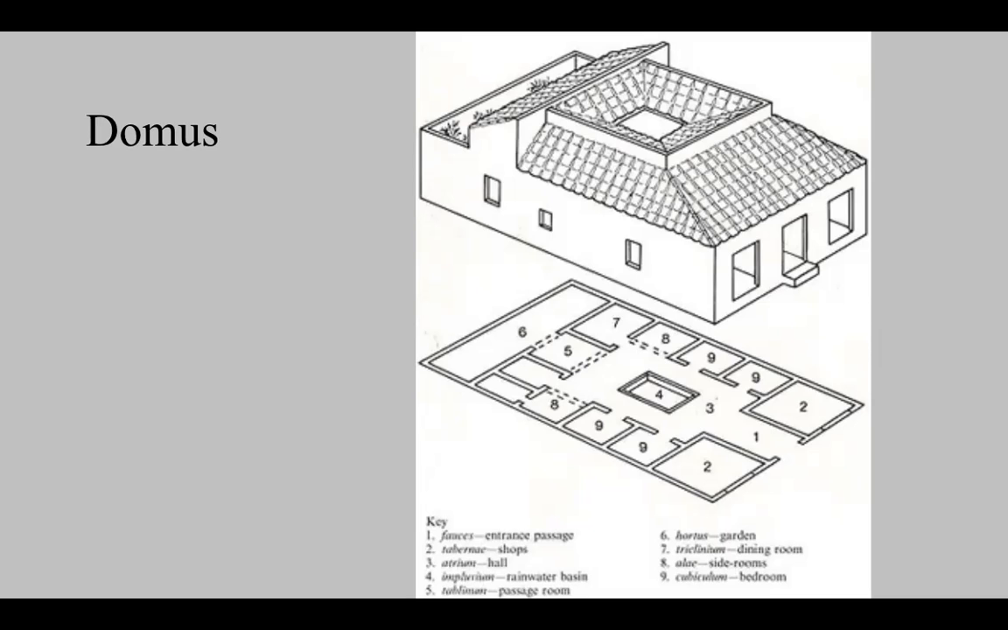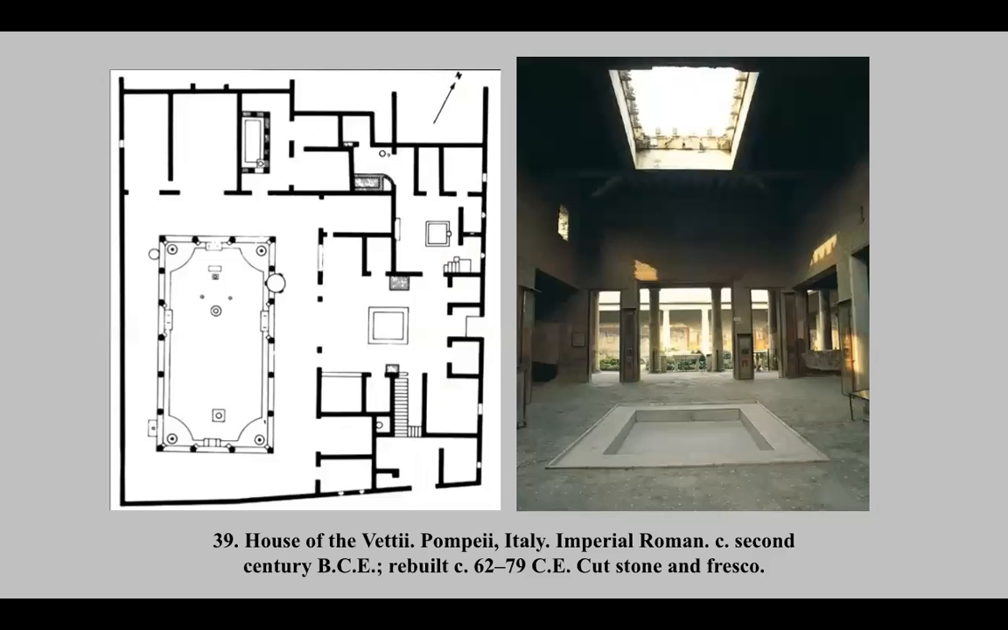Okay, so these are the different parts, and we'll look at this here. This is kind of like a deconstructed house for us. But we'll look at the one for the House of the Vettii at Pompeii. This is from Imperial Rome, so this is after the time of Augustus. This one dates from about 62 to 79 CE. So we've moved out of BCE and we're now in CE. It's made out of stone, and the paintings inside are made out of fresco. We'll talk about the fresco paintings later. Right now, we're just going to focus on the domus, the house.